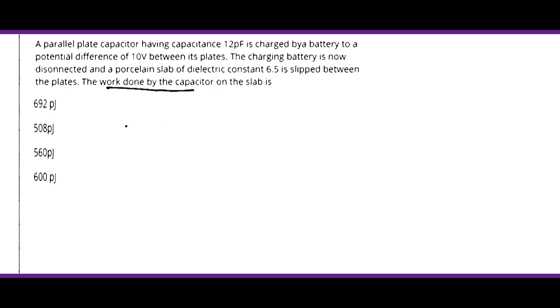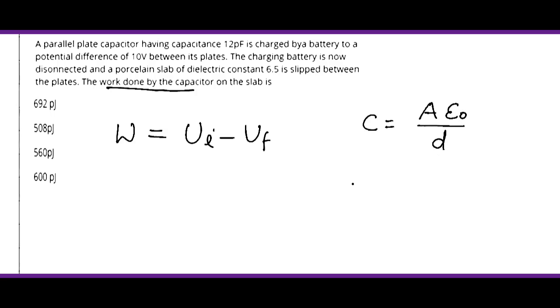Okay, so work done in this case will be the energy initial minus energy final, so we have to calculate this one. Also in this case we see that the capacitance is C equal to A epsilon naught by D, but when we insert the slab, the capacitance is changed to C dash, and that is K times, that is 6.5 times A epsilon naught by D, and we can write this 6.5 times C.